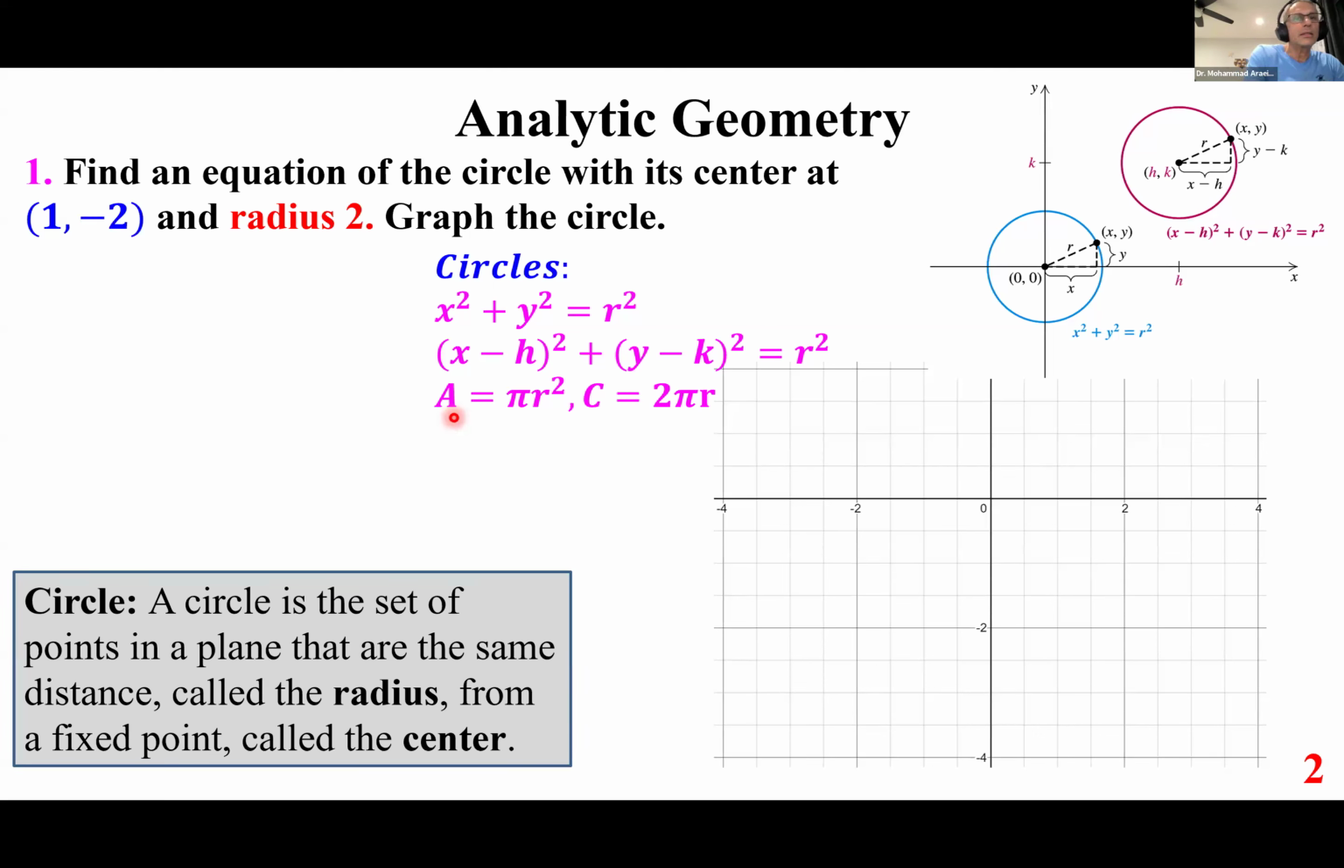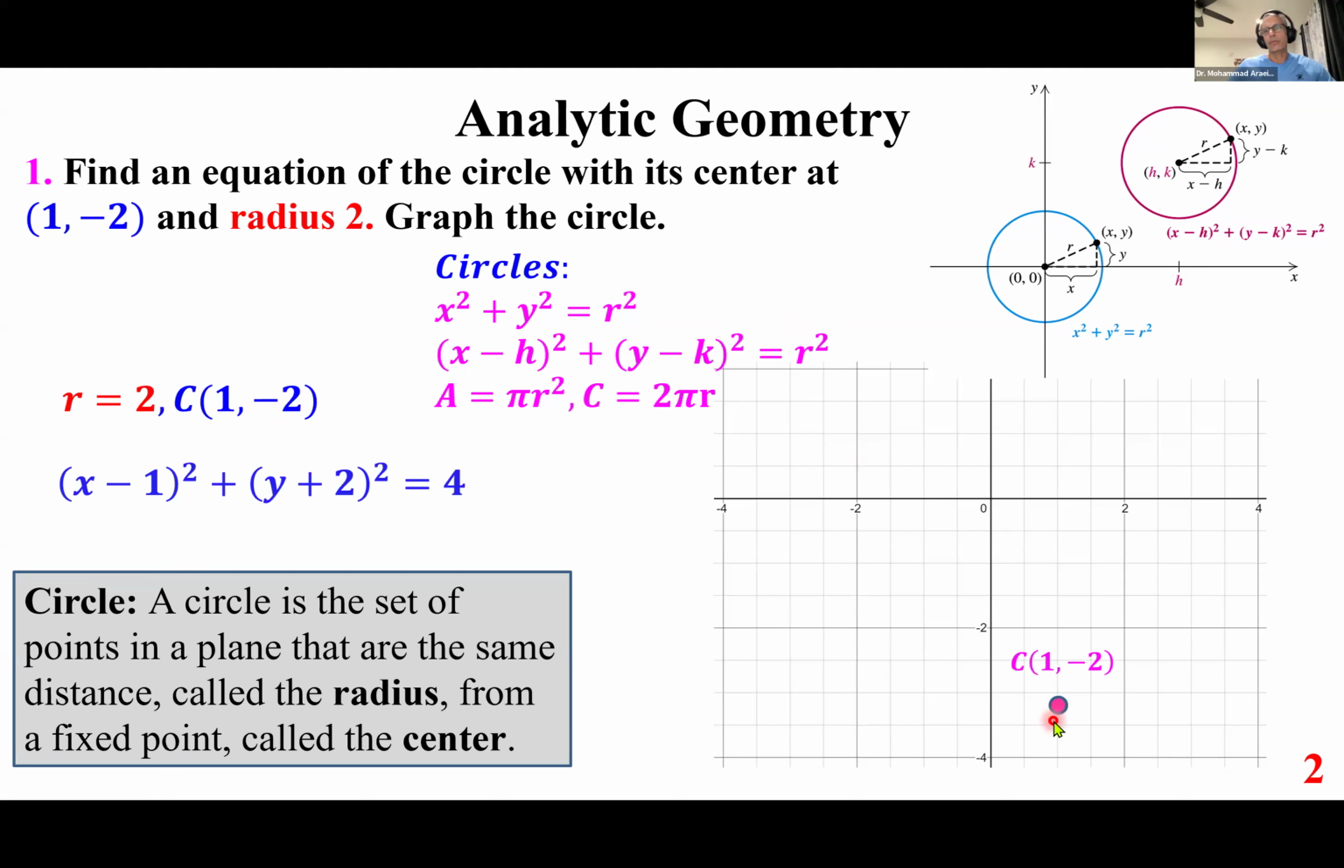So in this case, r is given, the center is given. So we're going to put it into this equation. We get x minus 1 quantity squared plus y minus -2, that means y plus 2 quantity squared, equals r squared, giving us 4. So obviously we start with the center: 1 to the right, -2, 2 down. So that's the center.